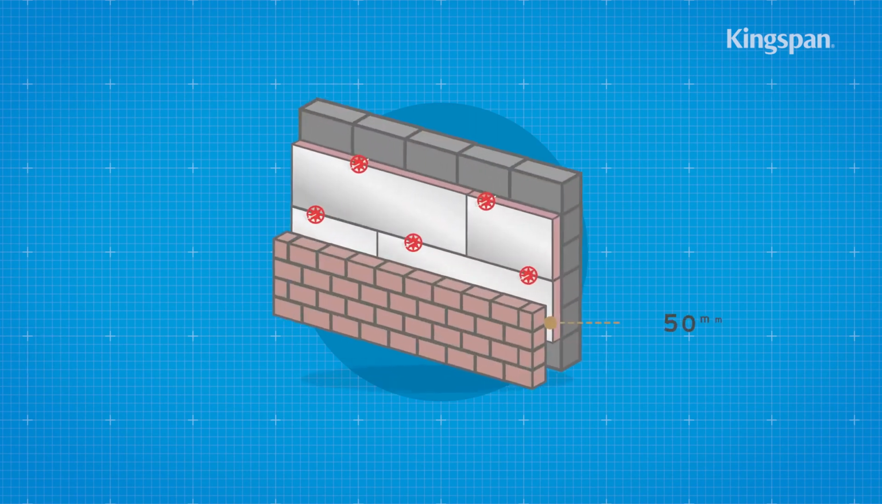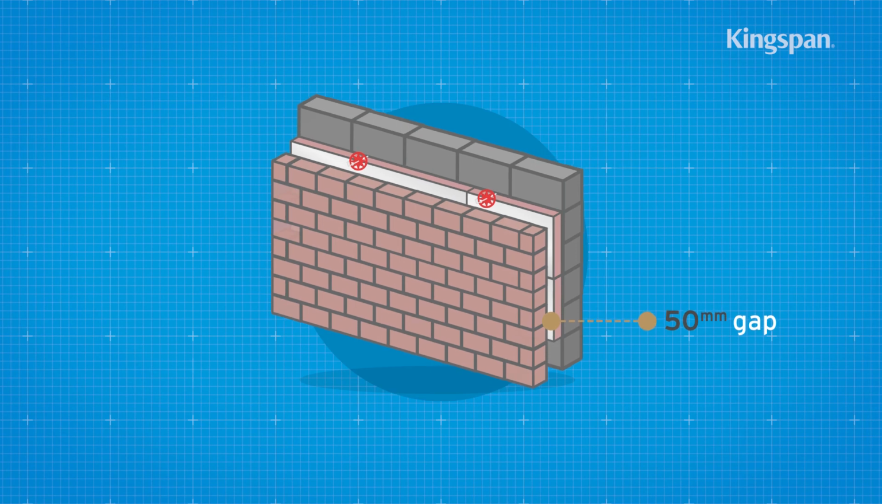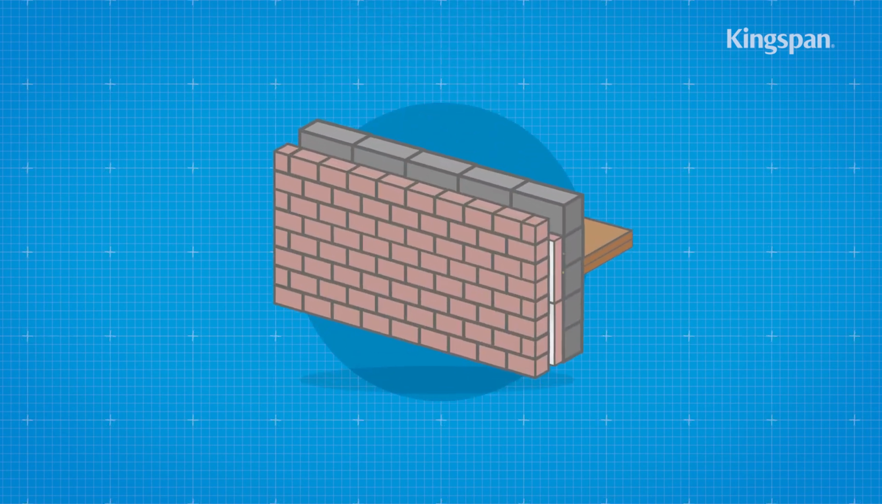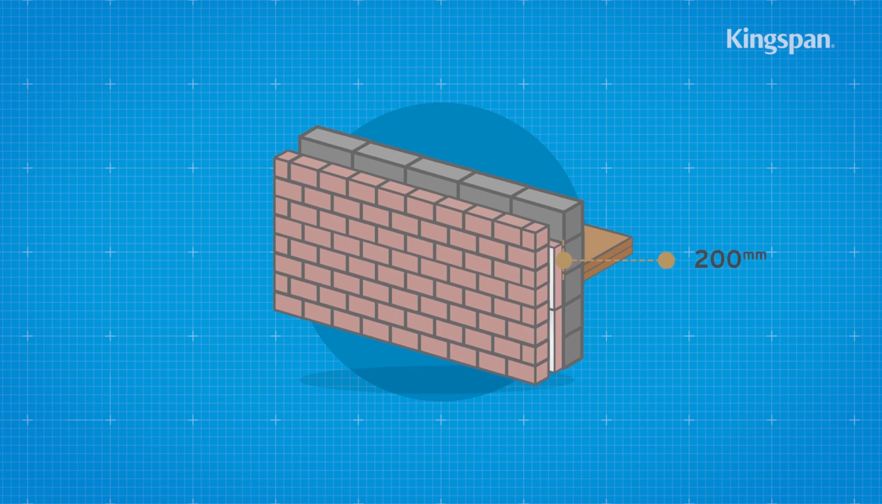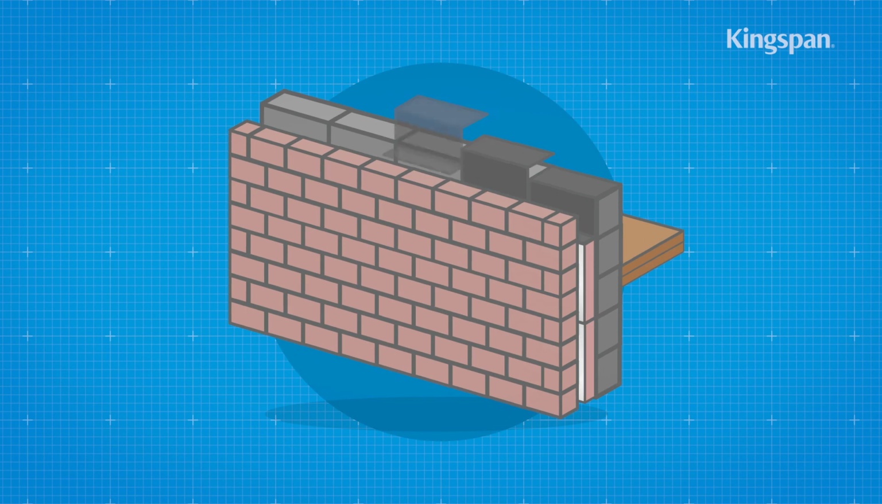Next, build the outer leaf to the level of the top of the boards and repeat the process. If finishing at a gable, insulation boards should be continued 200 mm beyond the height of the top story ceiling and a cavity tray installed above the insulation.